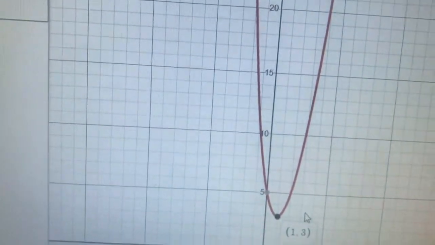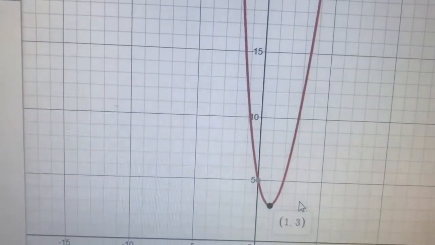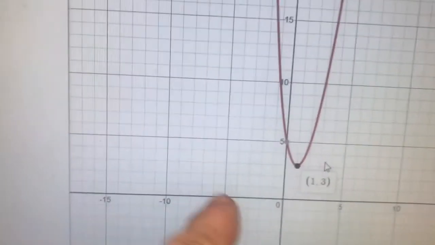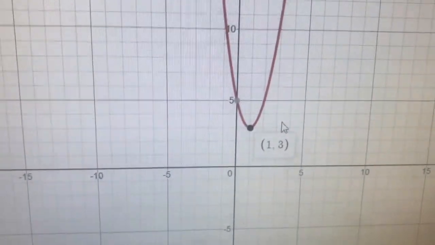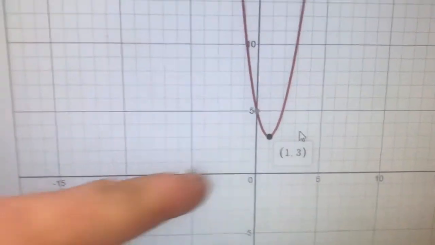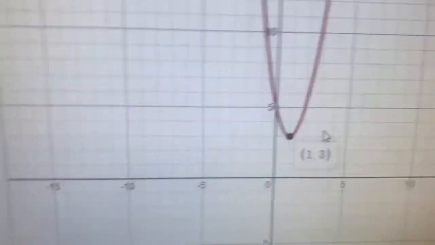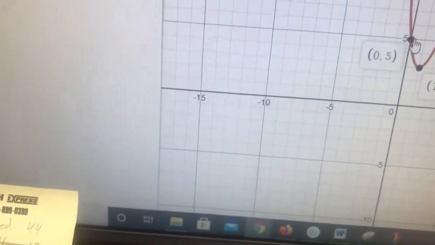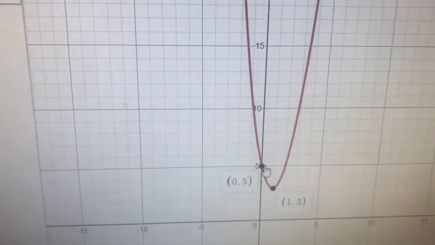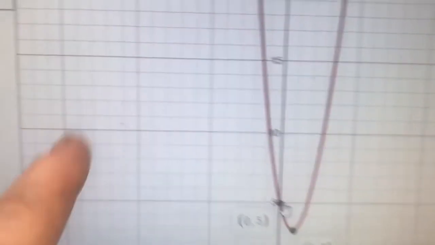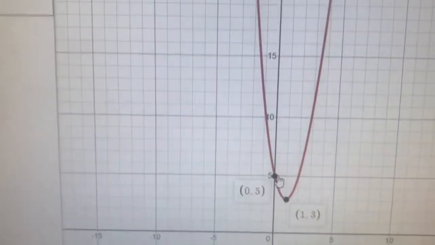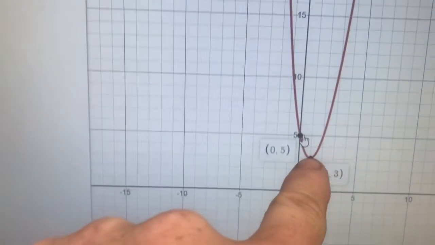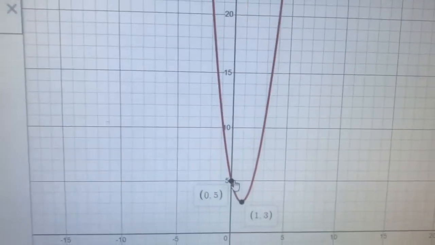Next thing we have is the x-intercepts. Look here. It doesn't cross the x-axis, so there are none this time. It does not have any x-intercepts. See that? The y-intercept, though, right here it is. There's my y-intercept right there, (0, 5). And then my domain and range. Domain, it goes from -infinity to +infinity. All these have -infinity to +infinity for domain. But the range, the lowest it goes is 3, and the highest it goes is infinity.